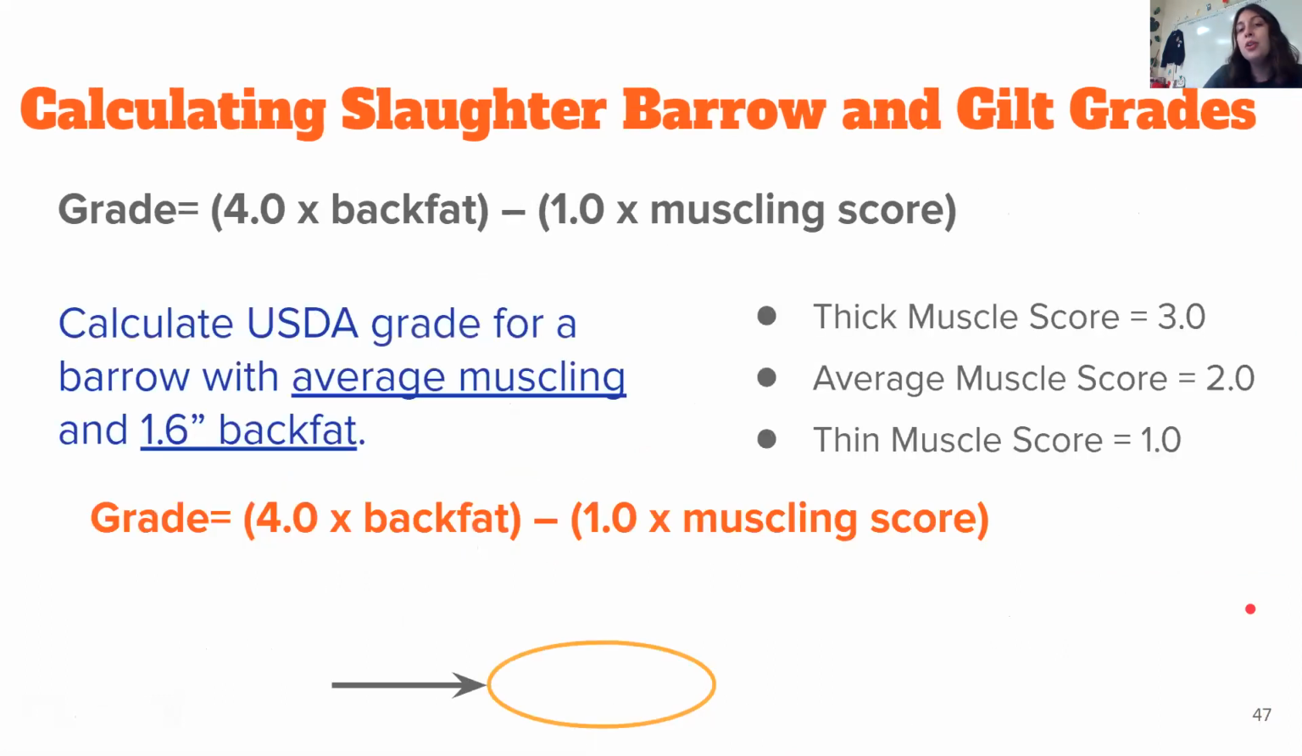So we're going to do two different kinds of problems today, and this is the first one. This is our little word problem right here. Calculate the USDA grade for a Barrow.